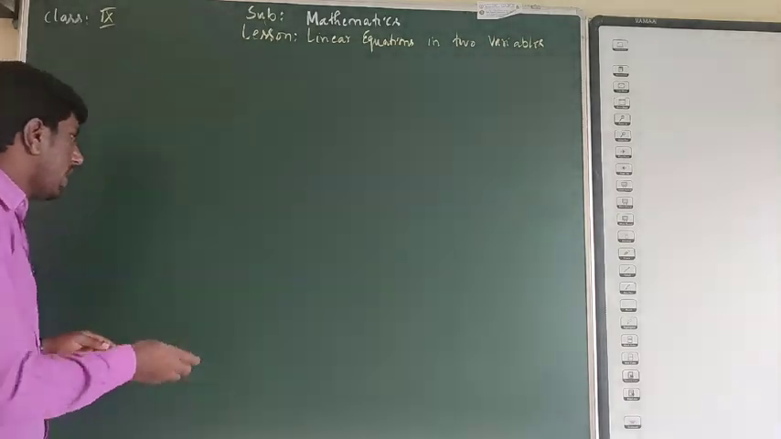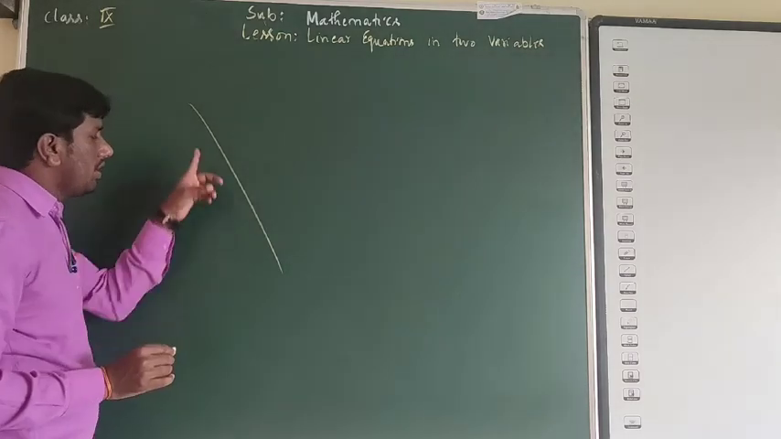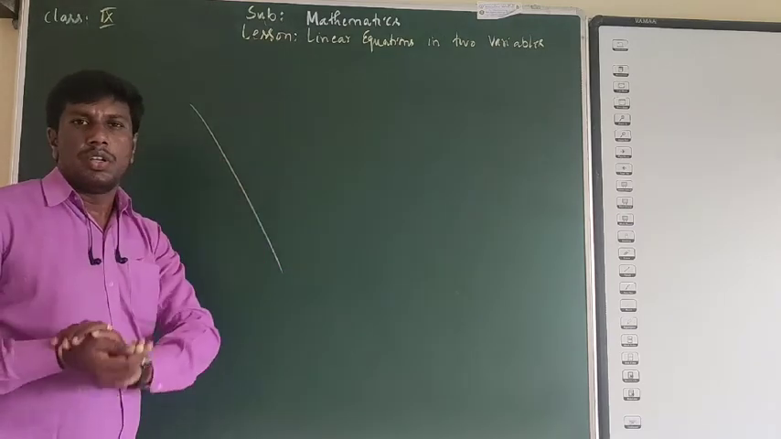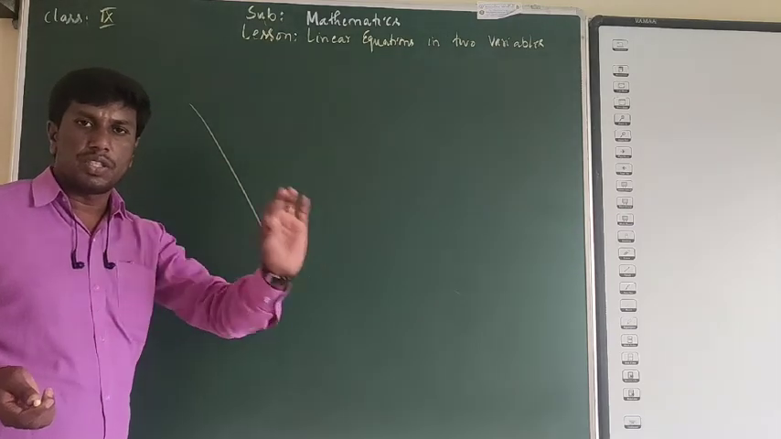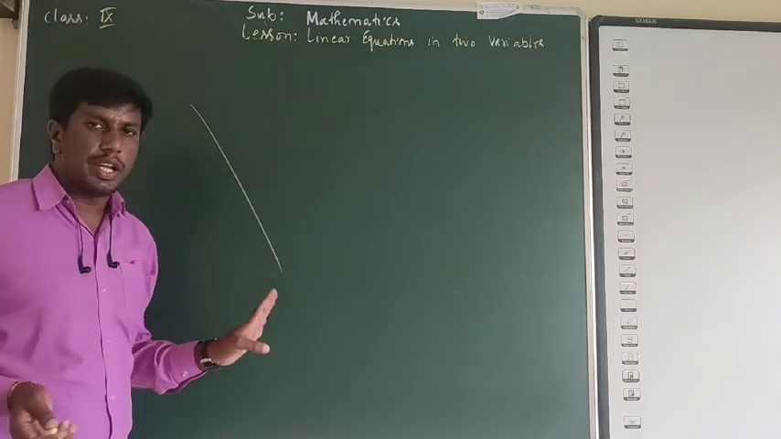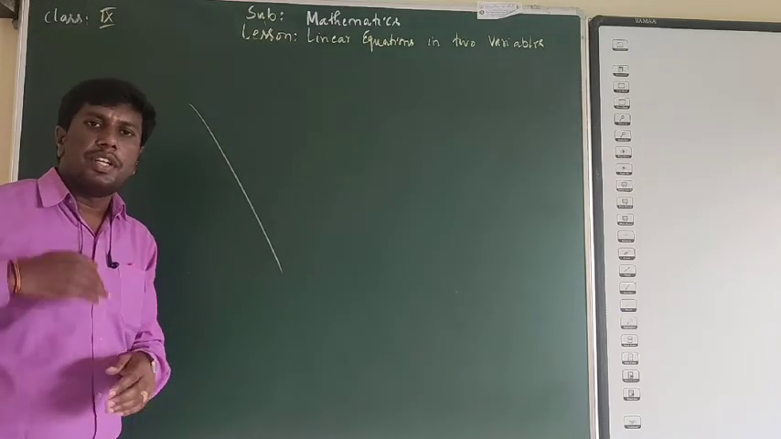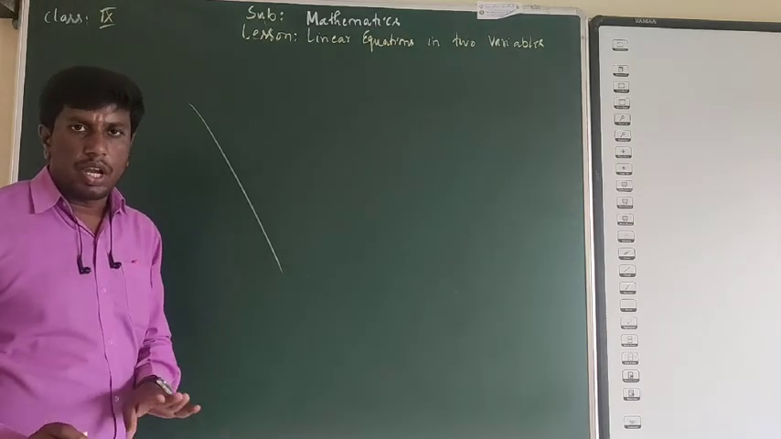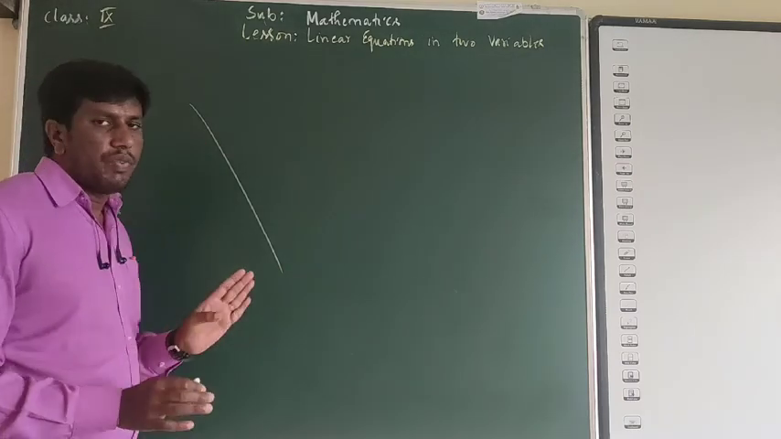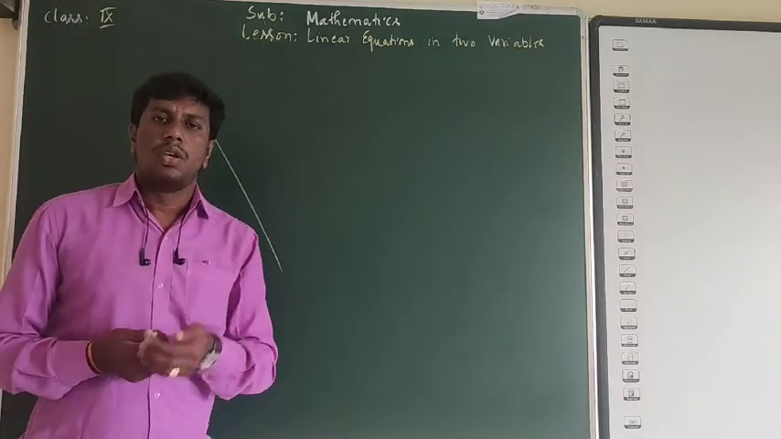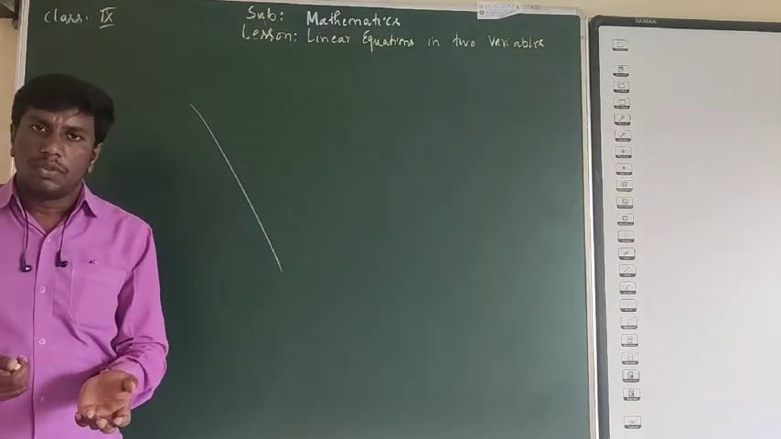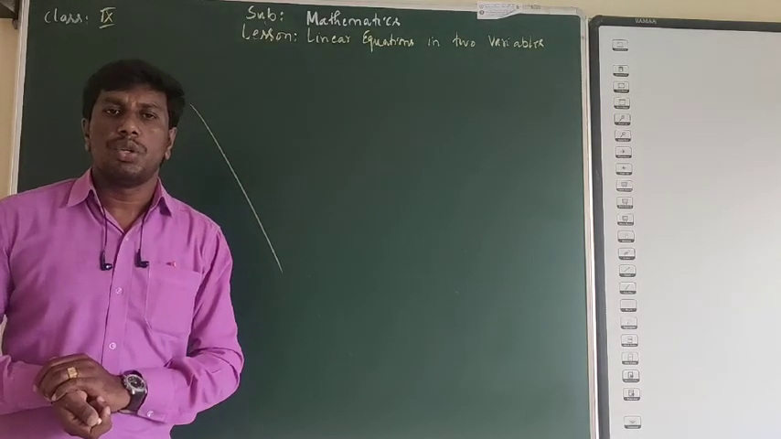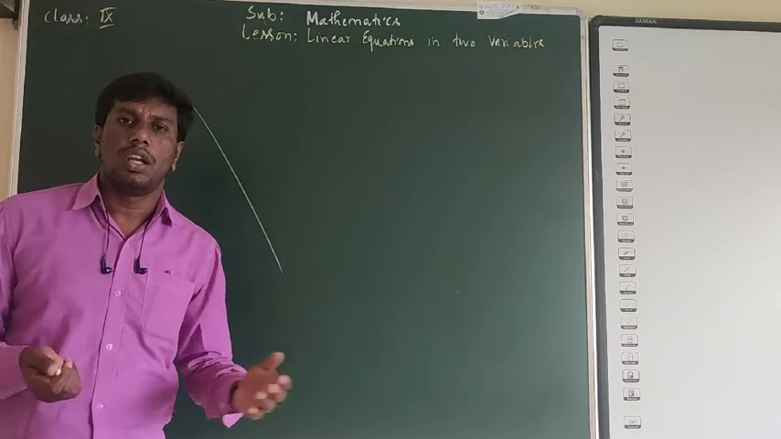If there is a straight line, geometrically, that straight line we can interpret in terms of a linear equation in two variables, right? That we have understood from the previous class. How to draw the graph, how to draw the line for a particular linear equation in two variables, that is also what we have learned from the earlier session.